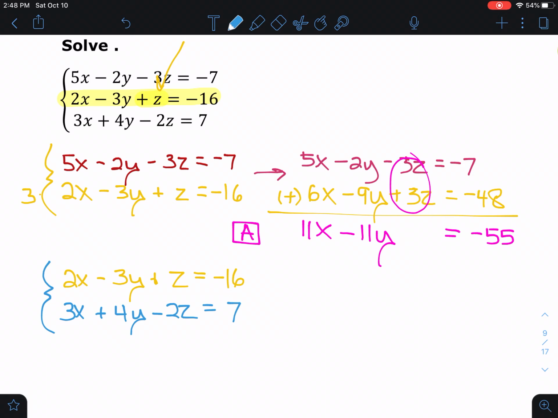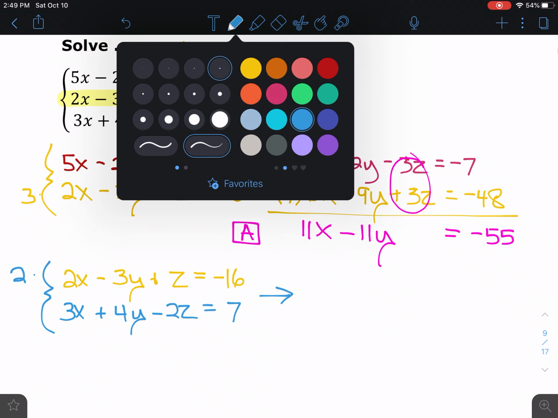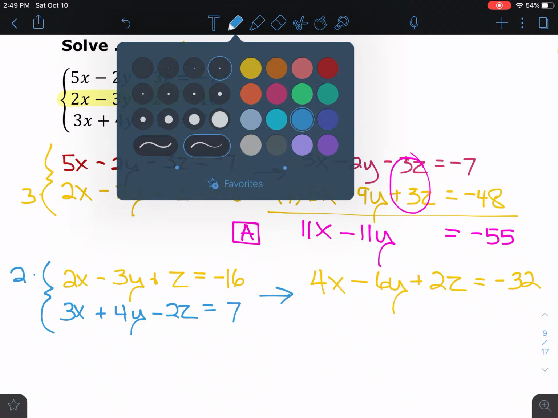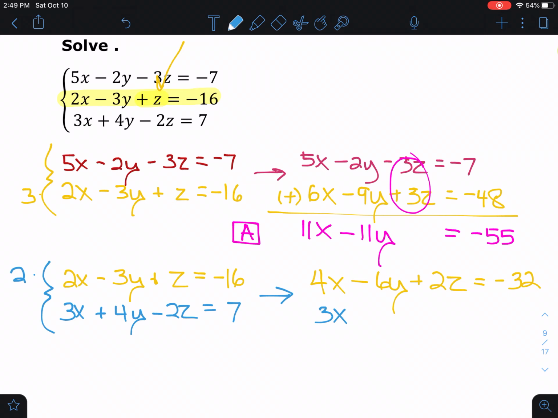Okay, so that means I'm going to have to multiply this top equation by 2. So this will give us 4x minus 6y plus 2z equals negative 32. Okay, on the bottom, we're going to just copy because we didn't do anything to that.